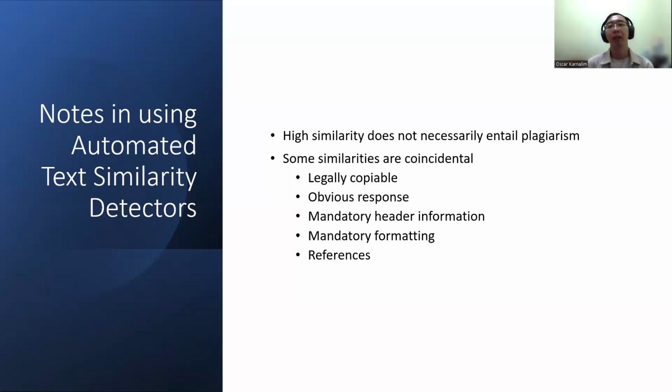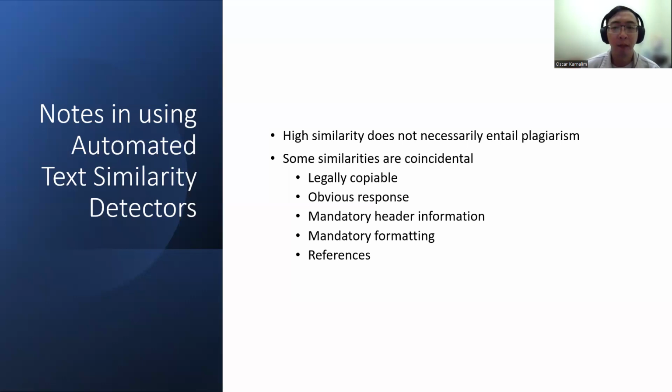And the third one is mandatory header information. So for example, in a thesis, we might have the faculty name, university name, and then acknowledgement, and then statement of originality.